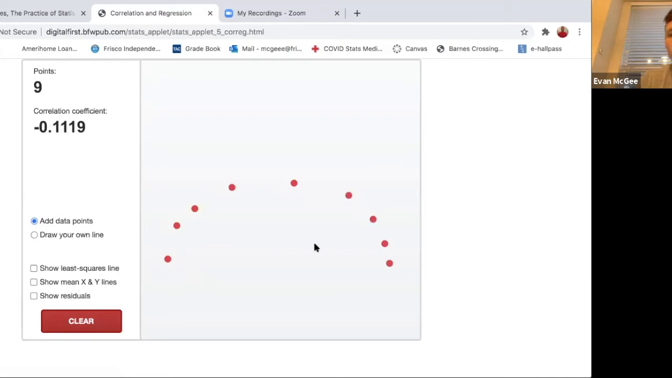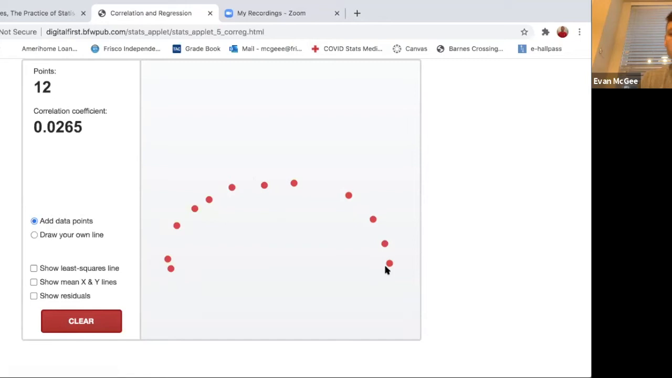I can make it even weaker, maybe. No, that strengthened it. There we go. So this is a correlation of almost 0, but you can see that there is definitely some type of relationship going on between whatever these two variables would be.